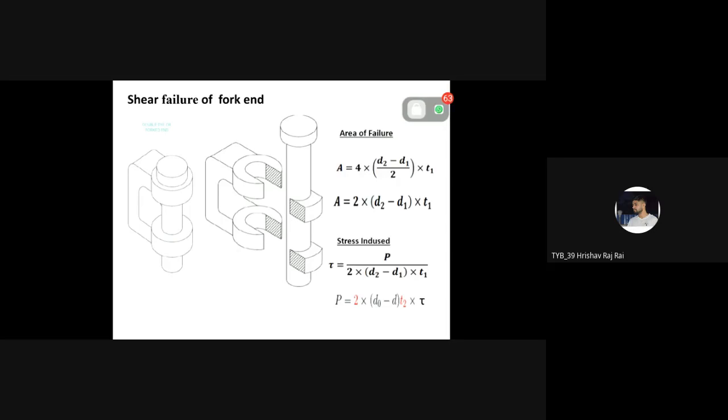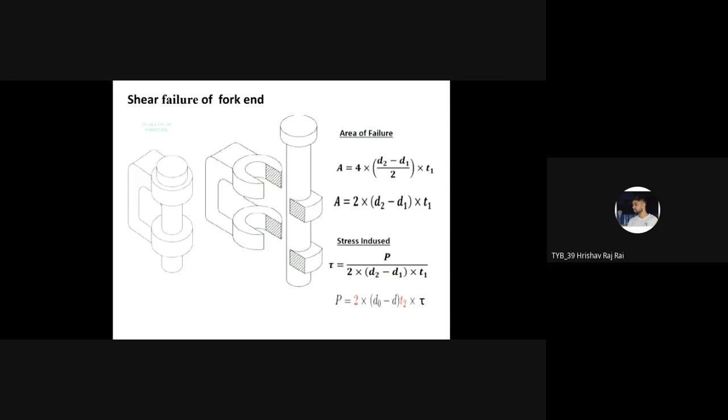Now in this diagram, you can see that, by the way, am I audible to everybody? Hello? Yes, sir. Yes, sir. Okay, okay.